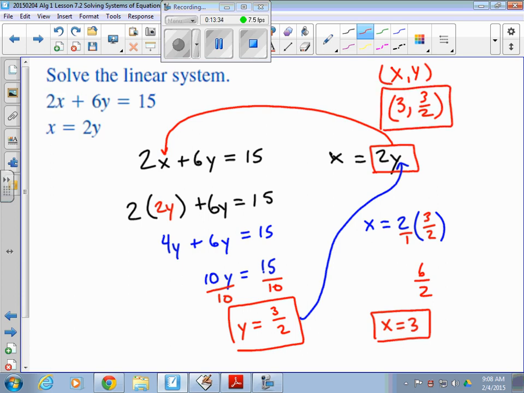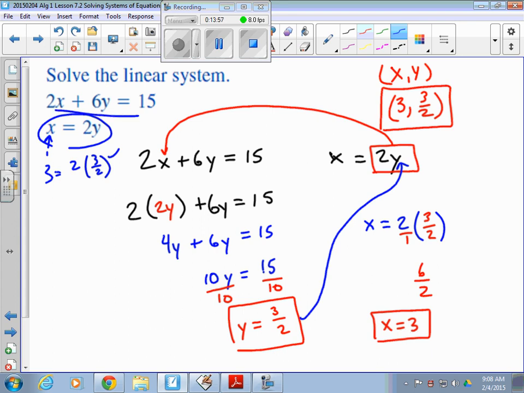Check that solution in the two equations. This is an easy one to check. 3 is going to be your x value, equals 2 times 3 over 2. So 2 times 3 is 6 divided by 2. That's 3. That one checks out. The other one, 2x plus 6y equals 15.